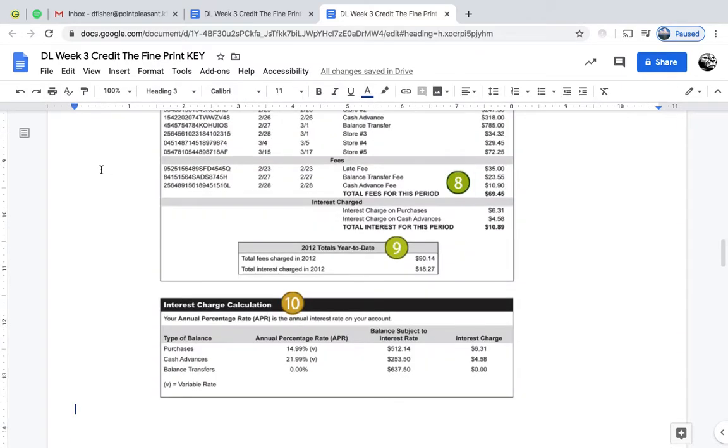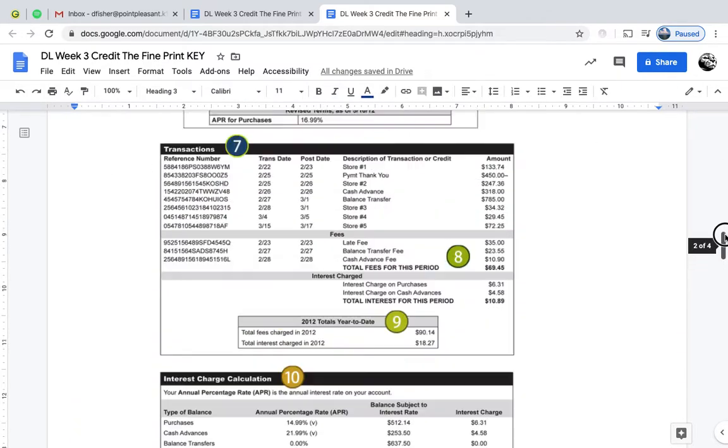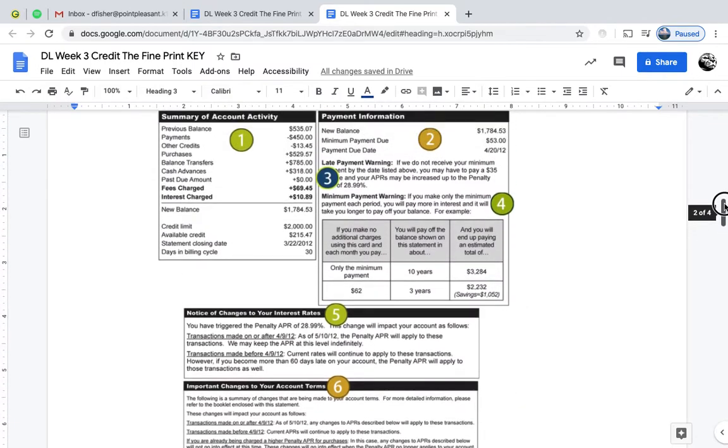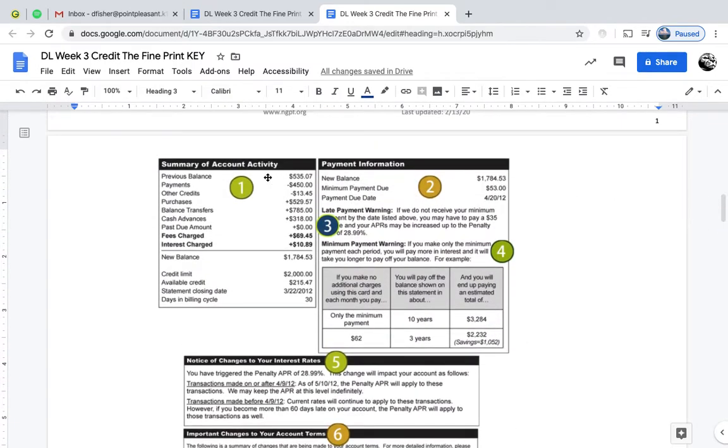So real quickly, number 1, the summary. Sorry, it's a picture, so it's a little funky to work with. You can see that last month they owed $535, but then they made a payment of $450, and they should have paid the whole amount. They didn't, so they were charged this $11 in interest. Other credits, for some reason they got a refund of $13.45. They must have returned something and got the money back on the card.